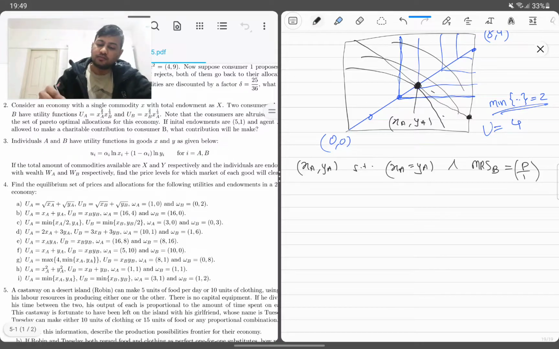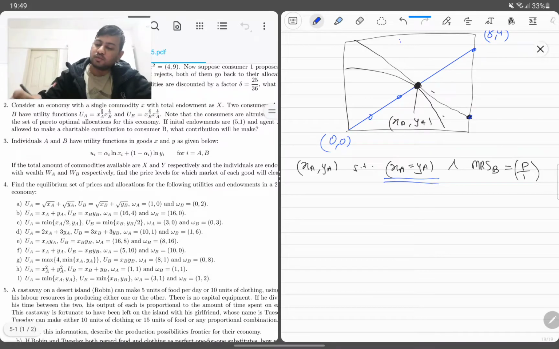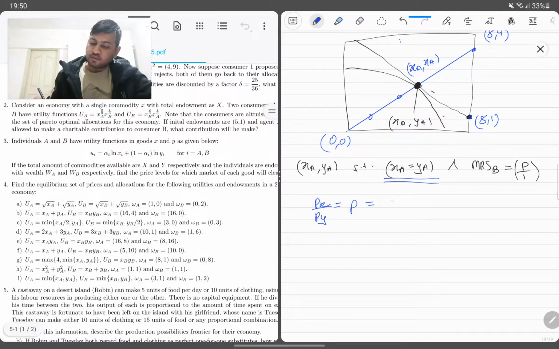Now how do I solve this? First, XA should be equal to YA, so this point has XA equals YA. Now what will the MRS be? This point is 8 comma 1. Let me remove all the unnecessary things to simplify. This point is XA comma XA, because XA equals YA. So my Px upon Py is equal to P, which becomes delta y. Delta y is XA minus 1 upon delta x. Delta x is XA minus 8, its negative, so 8 minus XA. So this must be equal to YB upon XB.